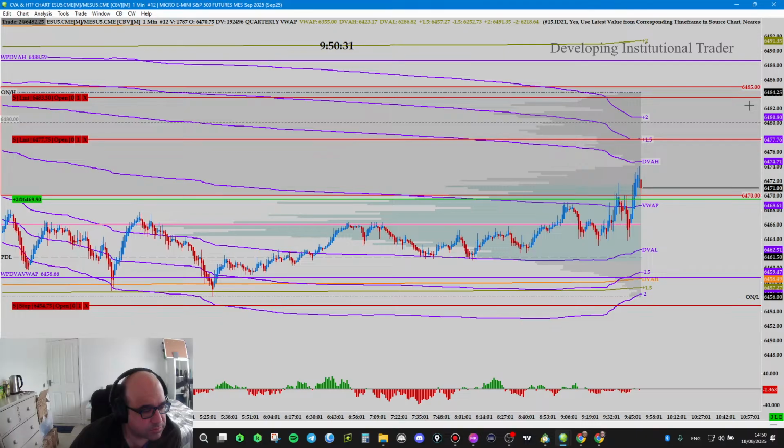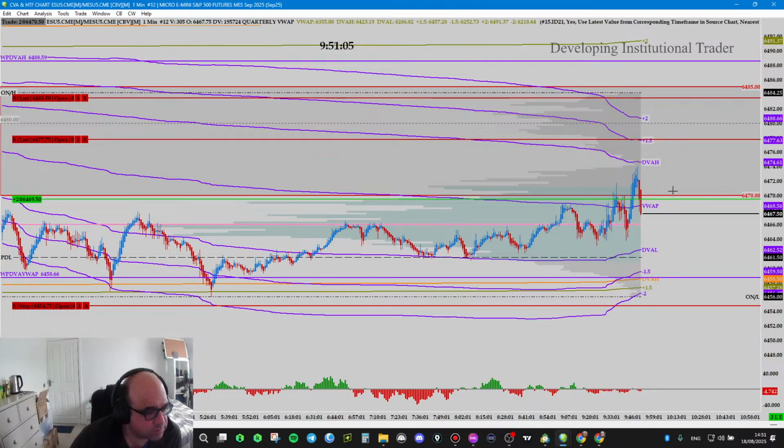It's a bit tricky area. Probably we're gonna find some buyers here. Now we're testing the VWAP again. Yeah, it forms kinda like a flag. You can see a flag. But we are still within the distribution, the main one. The price hasn't broken out.